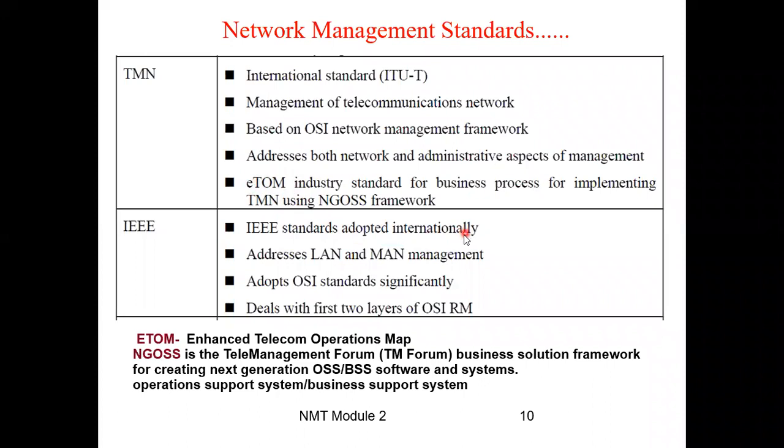The IEEE standard is adopted internationally. It addresses LAN and MAN management. It adopts the OSI standard significantly and deals with the first two layers of OSI. RM is remote management. So you can see the OSI standard is inbuilt everywhere, but we never directly say that we are using the OSI standard. We give a name to the standard, but the backbone remains the same, that is OSI. So we need to understand the OSI standard. That's why your module 2 is entirely dedicated to the OSI standard. Once you know the OSI standard, you can build on any network standard based on OSI.